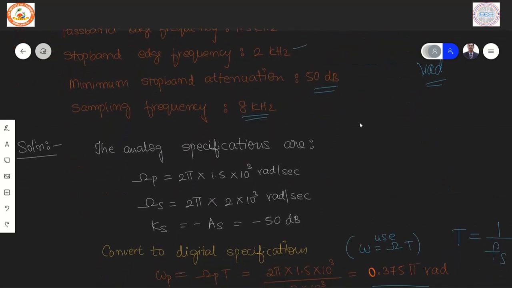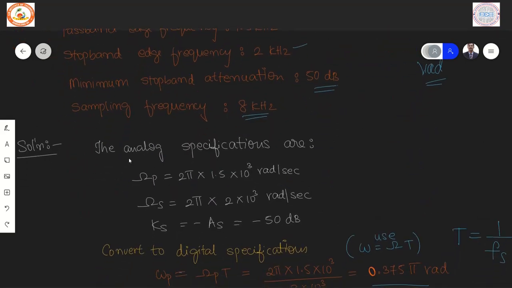Therefore, the first step is we write down what is given. The analog specifications are omega p is 2 pi f, the unit is radians per second. Omega s is 2 pi f radians per second. Ks is equal to minus As, which is equal to minus 50 dB.